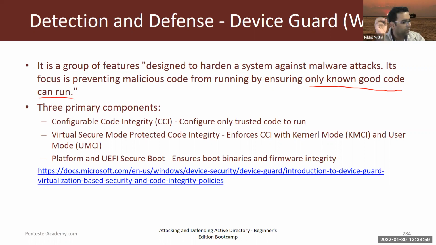Now, any one of you who has ever dealt with an allow listing solution, please answer this on Discord. What, according to you, is known good code? Let's say you're designing or deploying an allow listing solution for your enterprise. What would you categorize as known good code? What do you think is known good code?